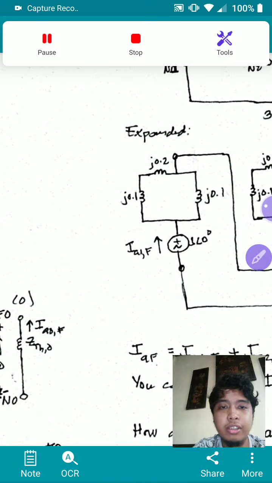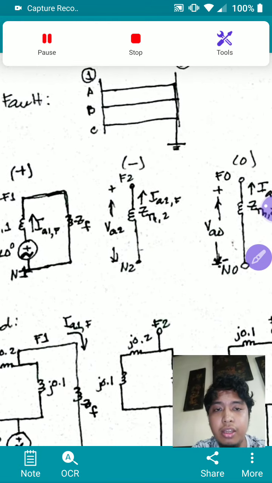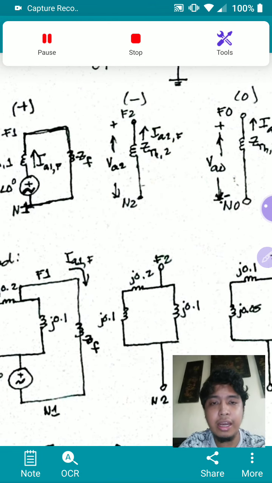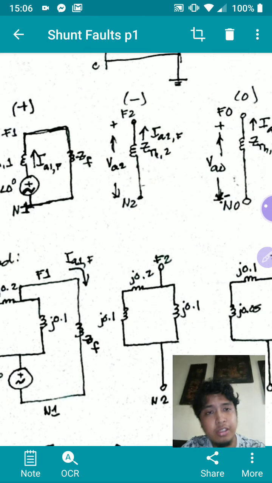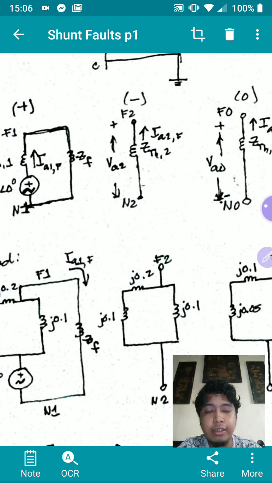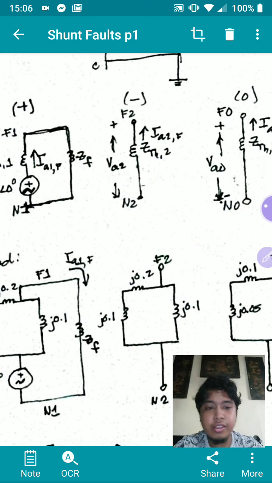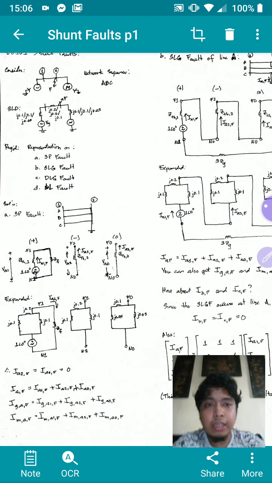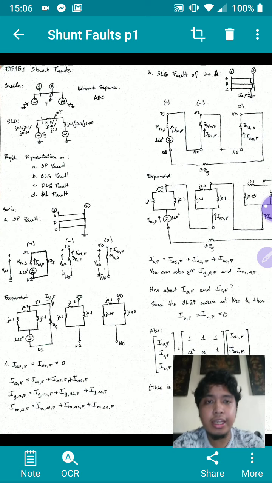It's the same for three-phase fault. So yeah, you have the three symmetrical components for the voltages. So you get the VAF using the sum of those three. Okay, that's for single line to ground.